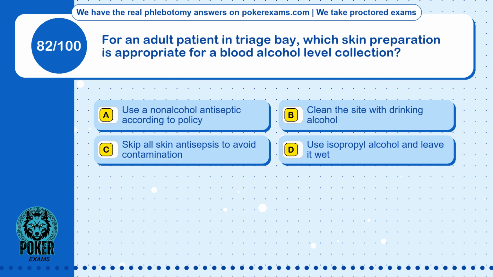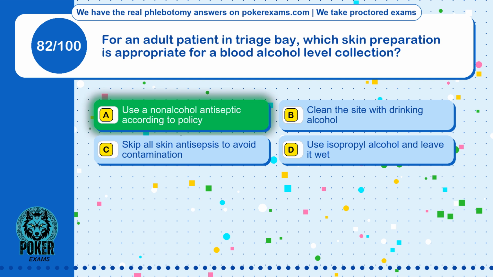Question 82. For an adult patient in triage bay, which skin preparation is appropriate for a blood alcohol level collection? Option A. Use a non-alcohol antiseptic according to policy. Option B. Clean the site with drinking alcohol. Option C. Skip all skin antisepsis to avoid contamination. Option D. Use isopropyl alcohol and leave it wet.